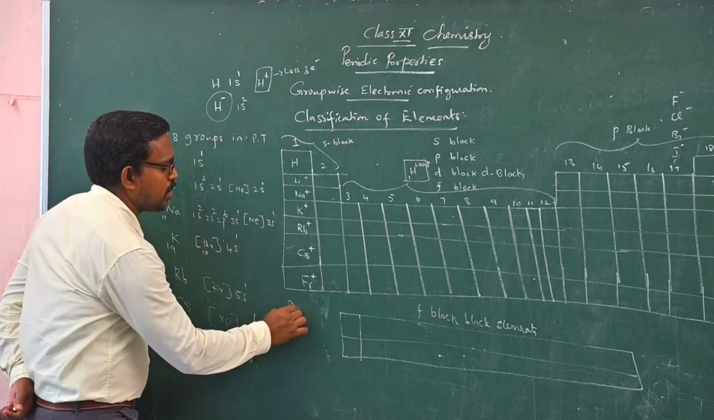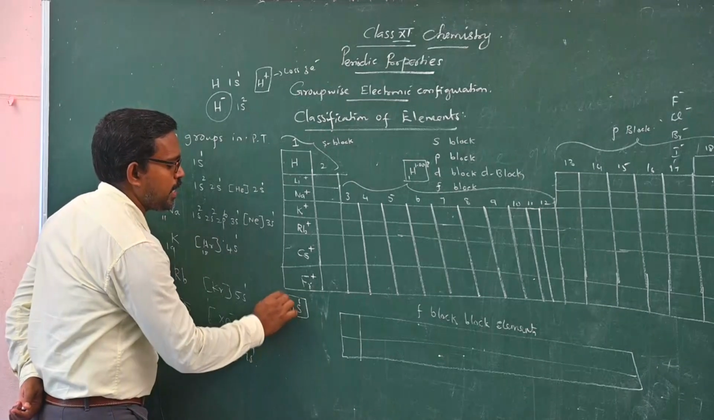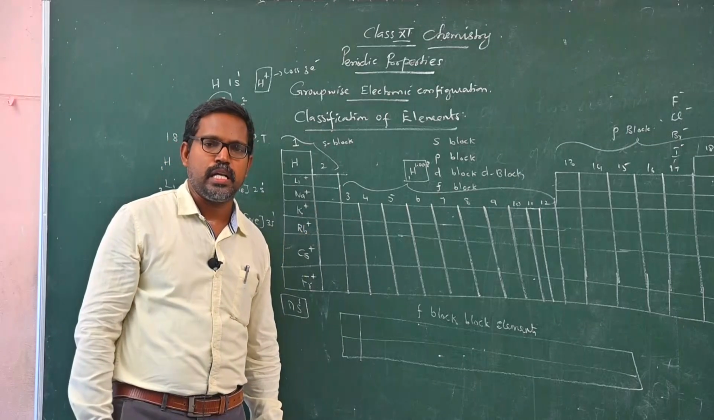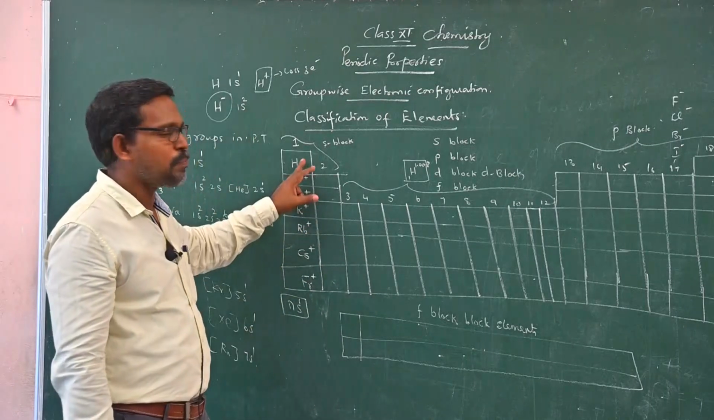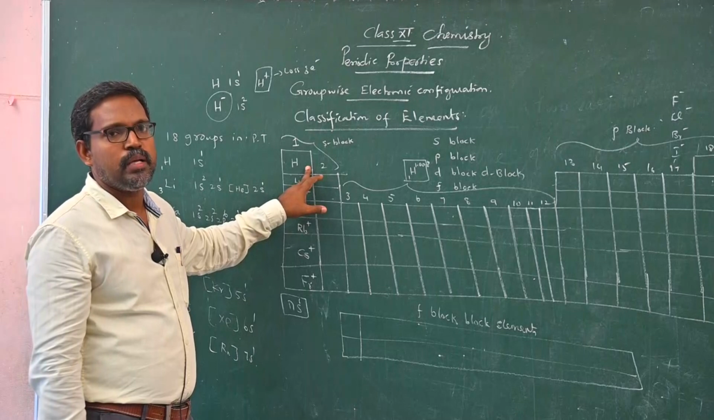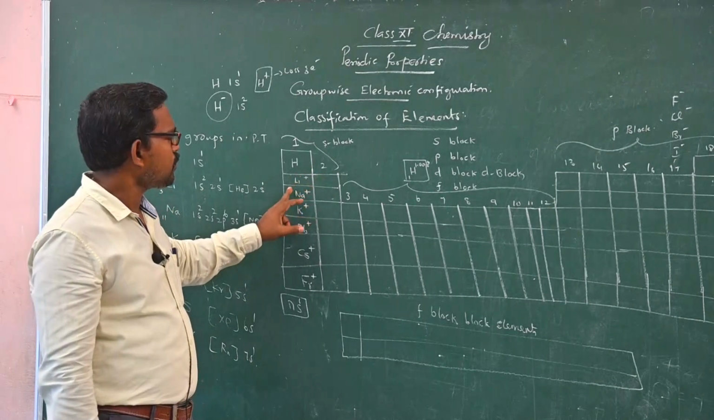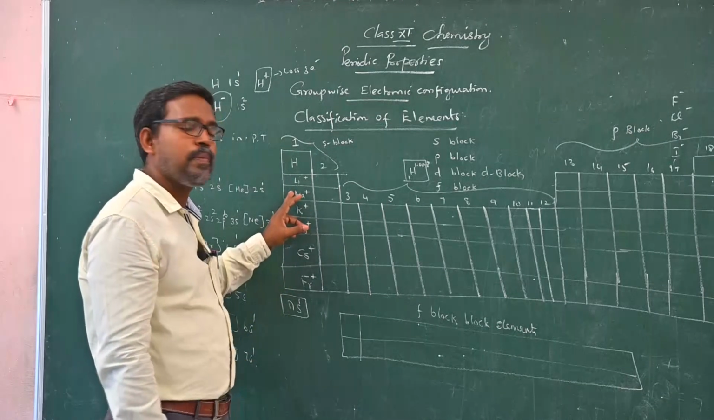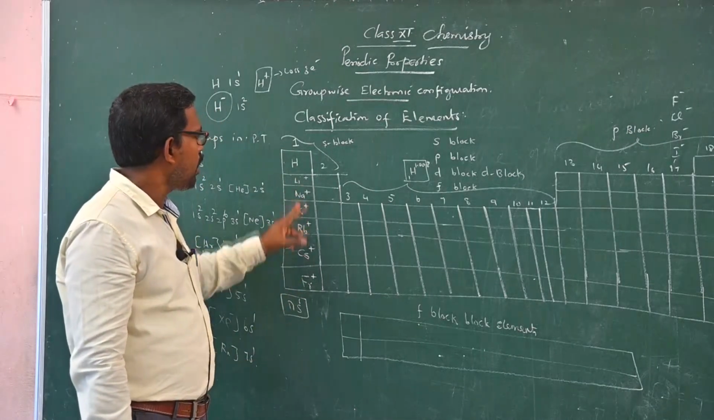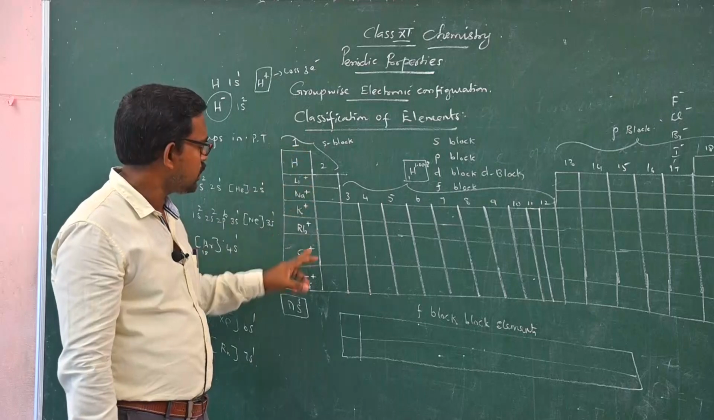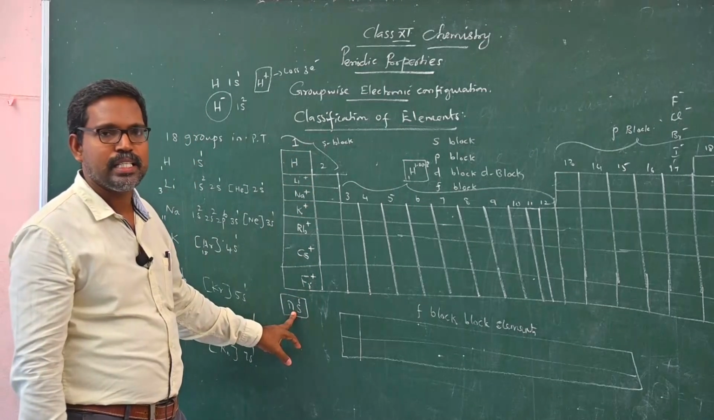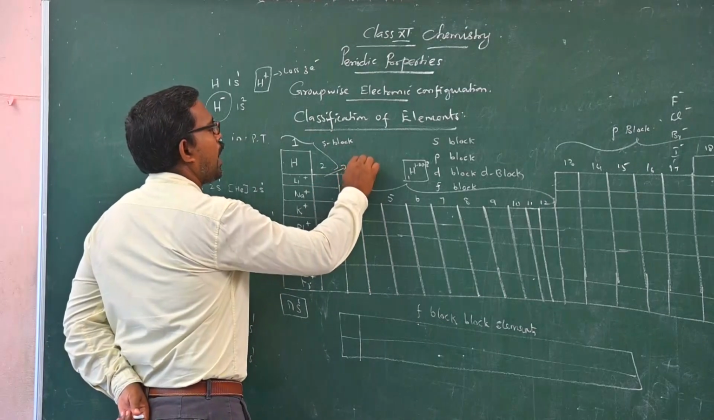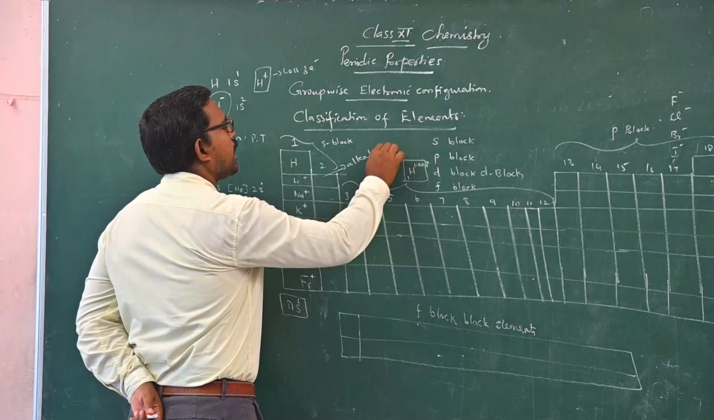Therefore, the general electronic configuration of this group is ns1. Why are they called alkali metals? Alkali means plant ashes. Some of the elements were identified from plant ashes, therefore they are referred to as alkali metals. The general electronic configuration is ns1. Group number 2 elements are called alkaline earth metals.